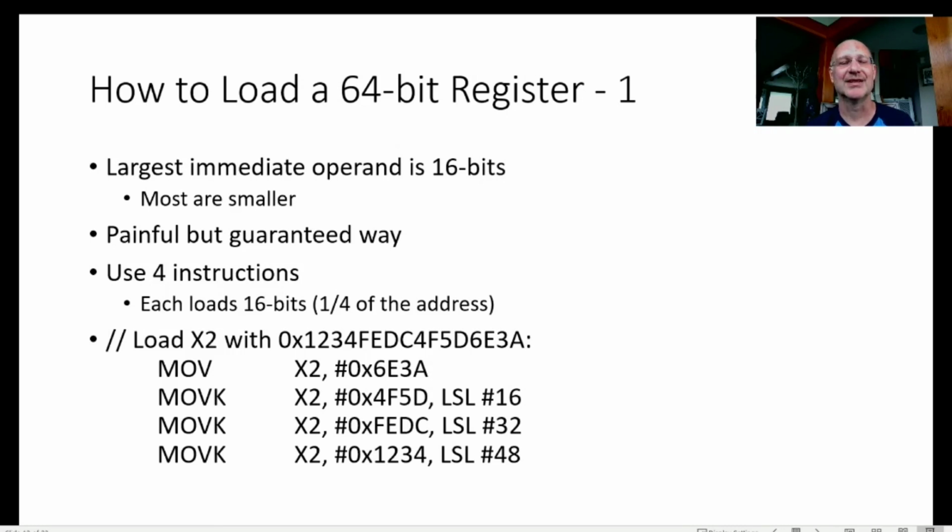And this move isn't the same move as I mentioned before. This is actually an alias of another instruction. It could be move K because we fill in all 64 bits, but usually when we do this, we do the first one as move because it will zero the other bits. These are the instruction aliases too.